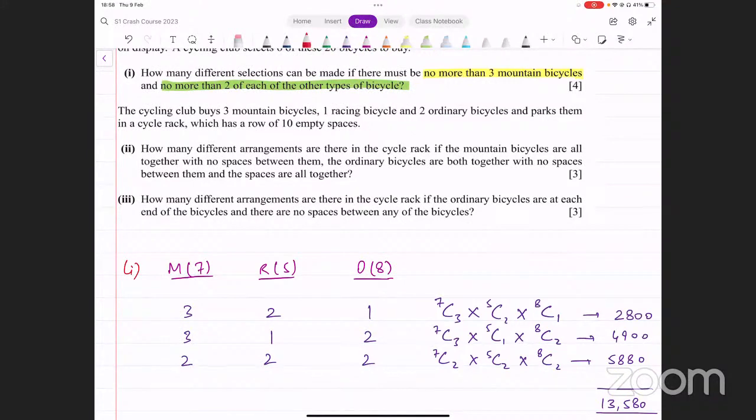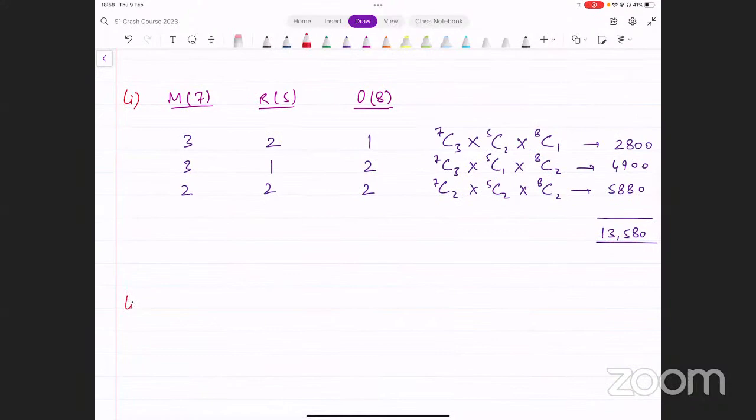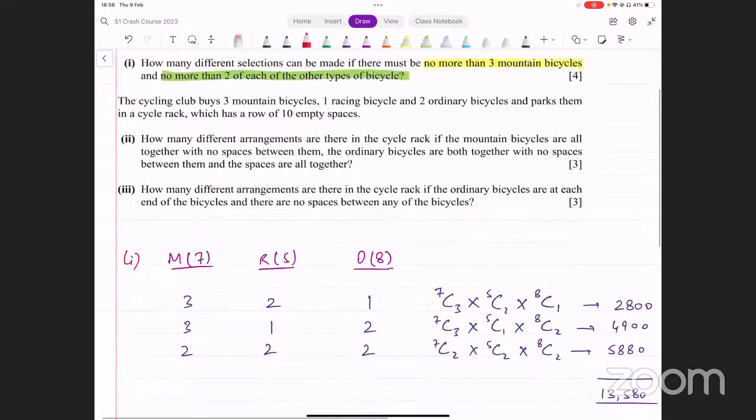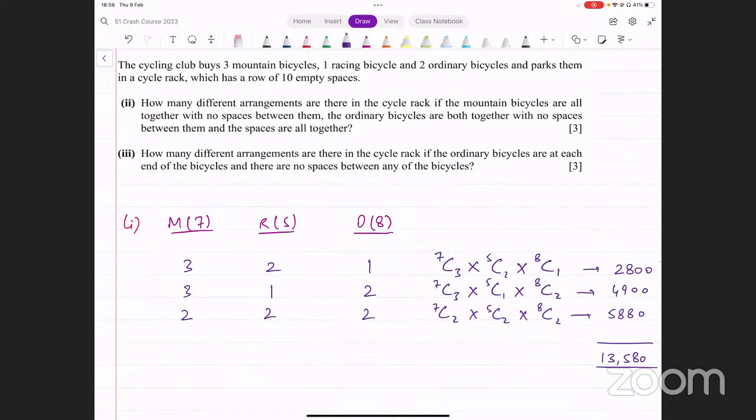Let's look at the second part now. The second part says the cycling club buys 3 mountain bicycles, 1 racing bicycle, and 2 ordinary bicycles. So now the cycles are bought, so they are purchased already. You have 3 mountain, 1 racing, and 2 ordinary. That's given. Now these are parked in a cycle rack, which has a row of 10 empty spaces. How many different arrangements are there in the cycle rack if the mountain bicycles are all together with no spaces between them?